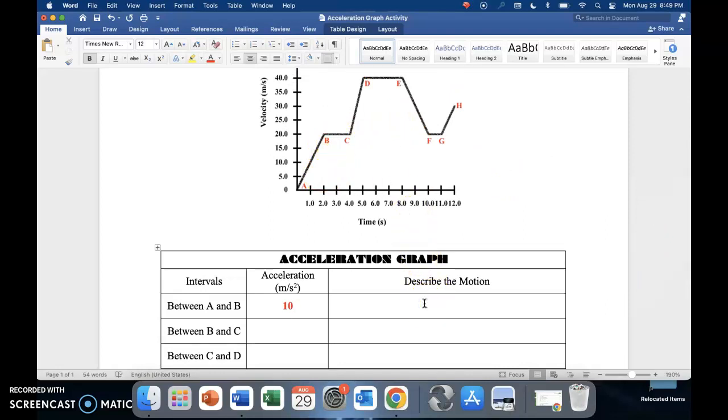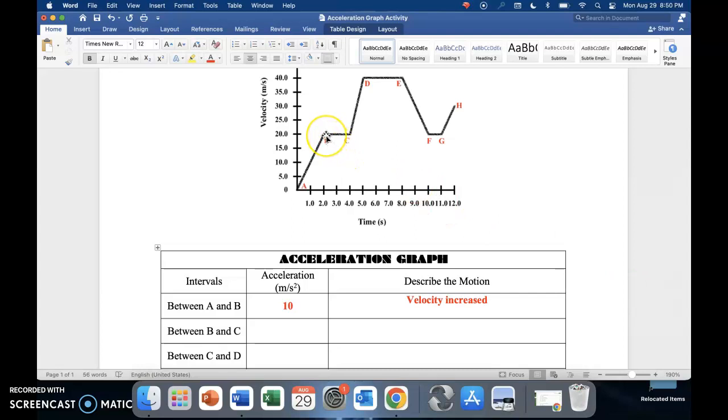Okay, so what does that mean? That means that my velocity increased. In other words, the object was speeding up.